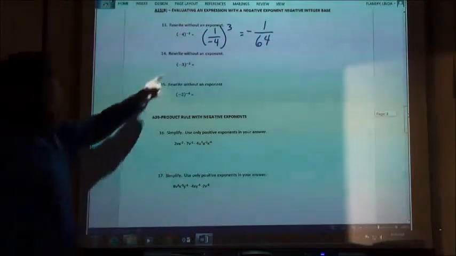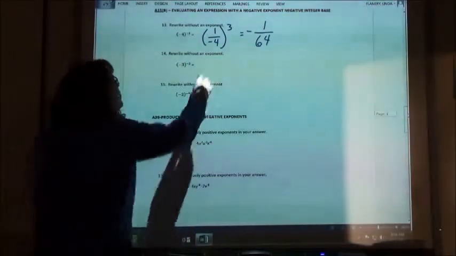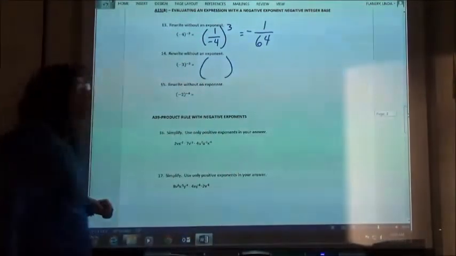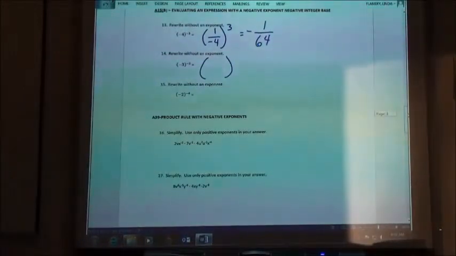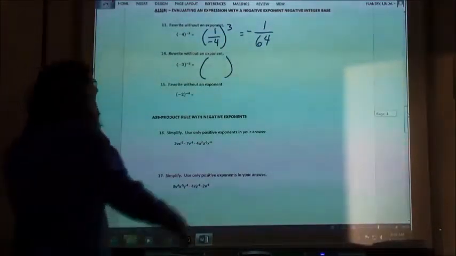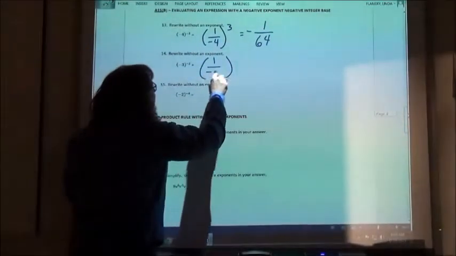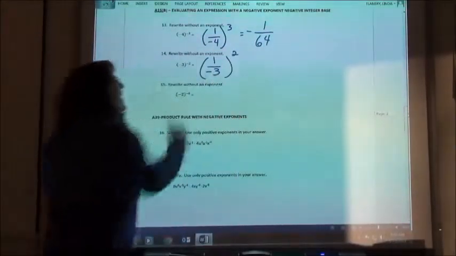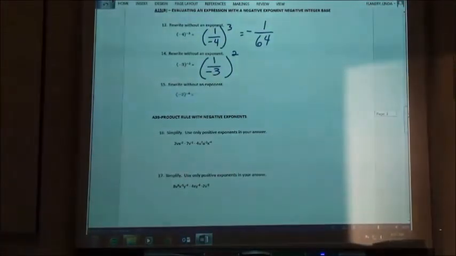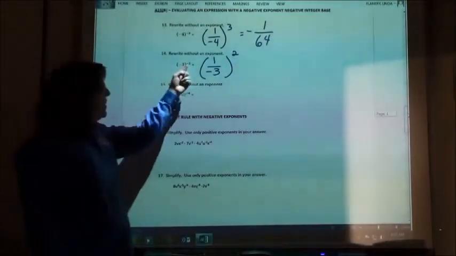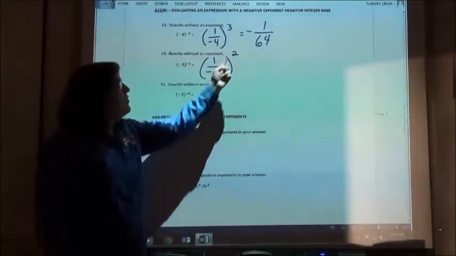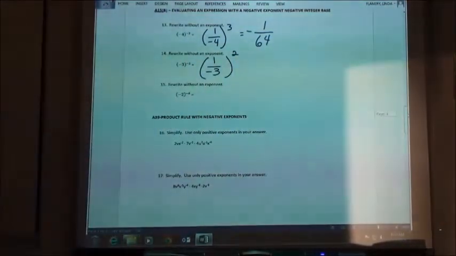So on number 14, again, we have that negative exponent. The reciprocal of negative 3 would be 1 over negative 3. And then I'm going to square that, right? It doesn't stay negative, does it? Negative 2? Nope, because that's why I did the reciprocal, okay? I get rid of my negative exponent by doing the reciprocal of the base and making my exponent positive.